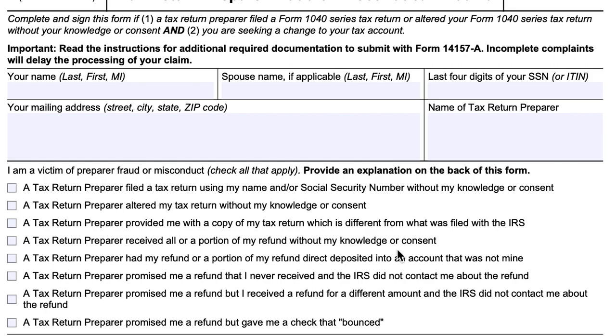A tax return preparer had your refund or a portion deposited into an account that was not mine. Again, that's illegal. Promising a refund that you never received and that the IRS did not contact you about. Promising a refund that you did receive for a different amount that the IRS did not contact you about. And finally, promising a refund, issuing you a check that bounced. Again, your tax refund should come from the IRS, not from your tax return preparer.